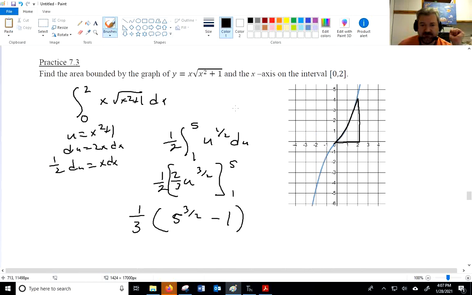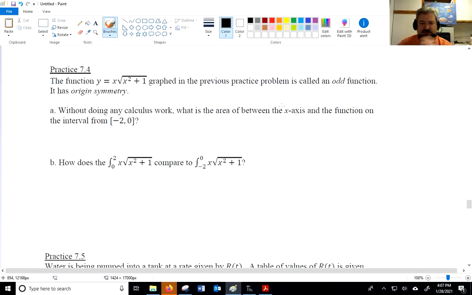All right. The function y equals x times the square root of x squared plus 1, graphed in the previous practice problem, is called an odd function. It has odd symmetry. Without doing any calculus work, what is the area between the x-axis and the function from the interval from -2 to 0?